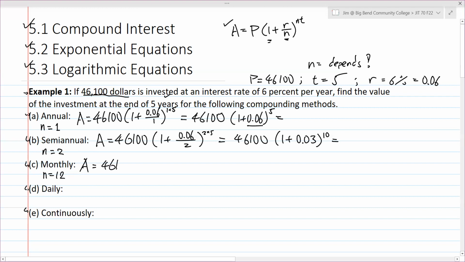And then in 5 years, that'll be 5 times 12. So this is how your equation looks. Again, just replace the n by 12 for this scenario. And then you'll have the principal times 1 plus 0.06 divided by 12. That will be 0.005. You can verify that in your calculator, and the power is 60. All right.